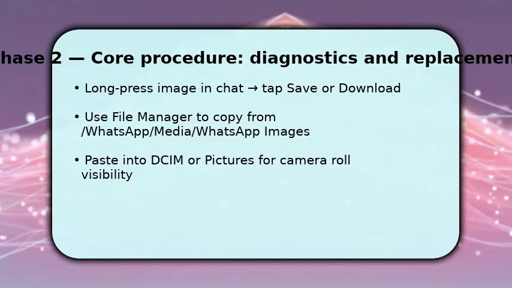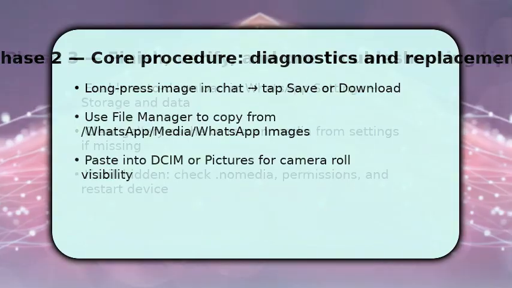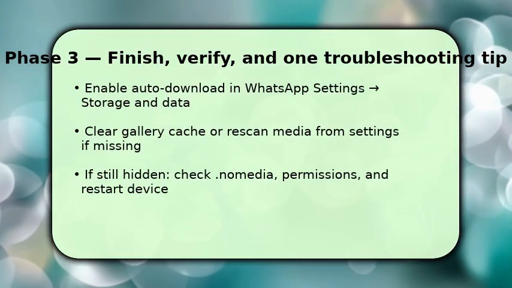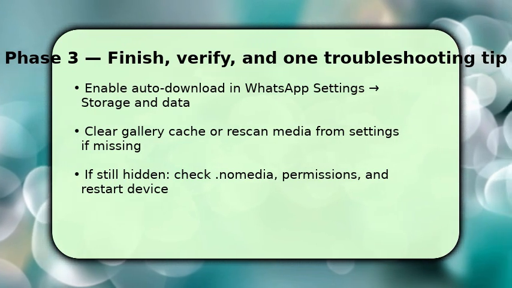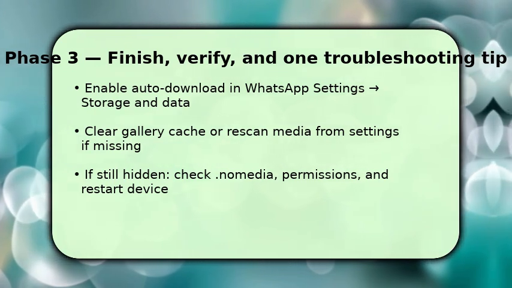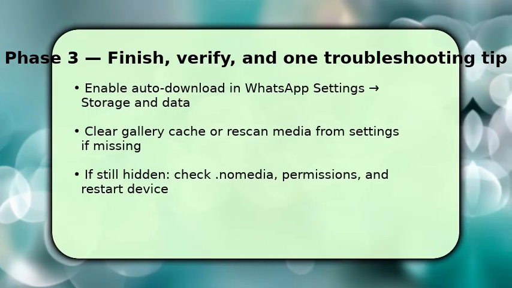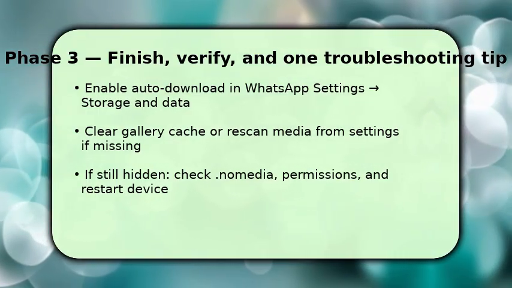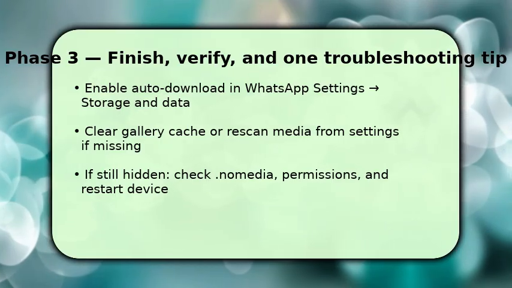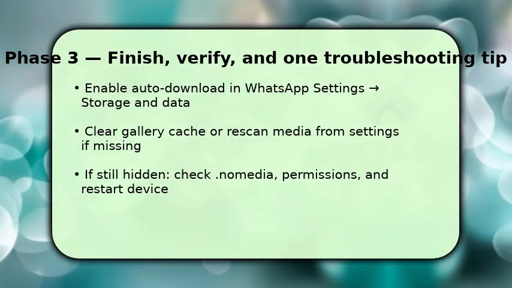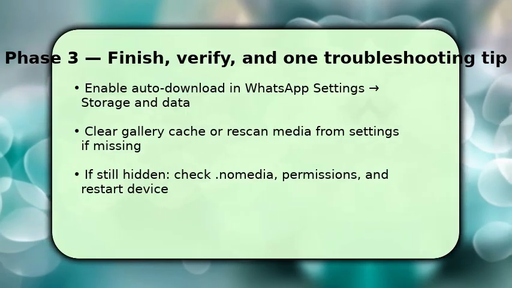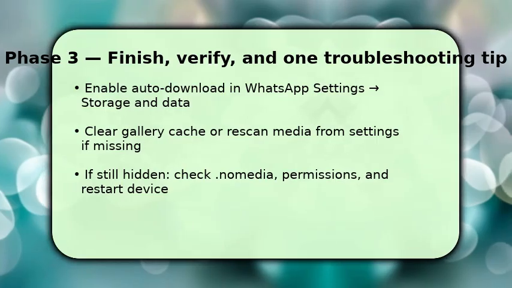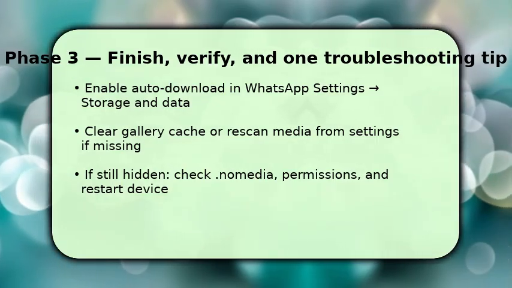To finish, automate downloads and handle common issues so photos always appear. In WhatsApp, enable auto-download for images under Settings, Storage and Data so incoming photos save automatically. If images don't show, clear the gallery app cache or use a media rescan option so the system reindexes files. Make sure storage permissions are granted to WhatsApp and your gallery. If problems persist, check for a .nomedia file in folders, remove it. Then restart the device. This usually resolves indexing failures.